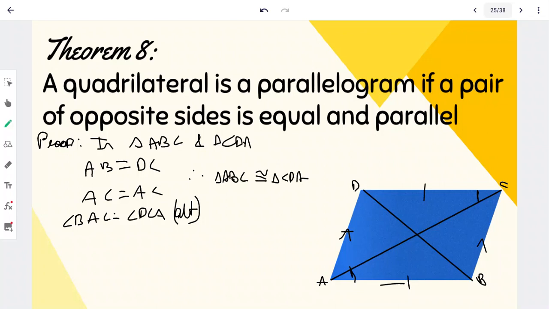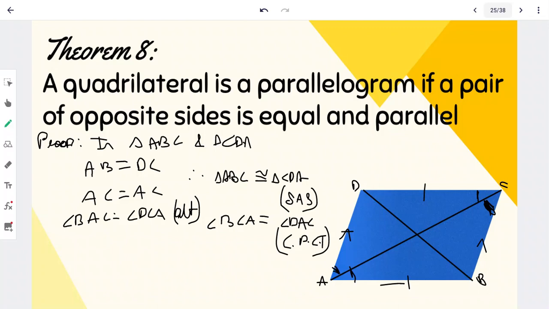By which criteria? By SAS criteria. Those sides and the included angle. Okay, done. Now with this, can I prove that angle BCA is equal to angle DAC due to CPCT? Correct, we can prove it, right? That angles BCA and DAC, these two are also equal, correct?